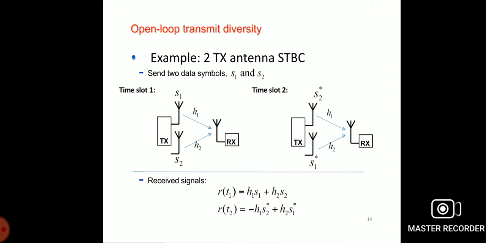So the received signal is R of T1, received at time 1, and received at time 2. The received signal at time 1 is equal to H1 S1 plus H2 S2, and the received signal in time slot 2, with the sign changed, is negative H1 S2 plus H2 S1.